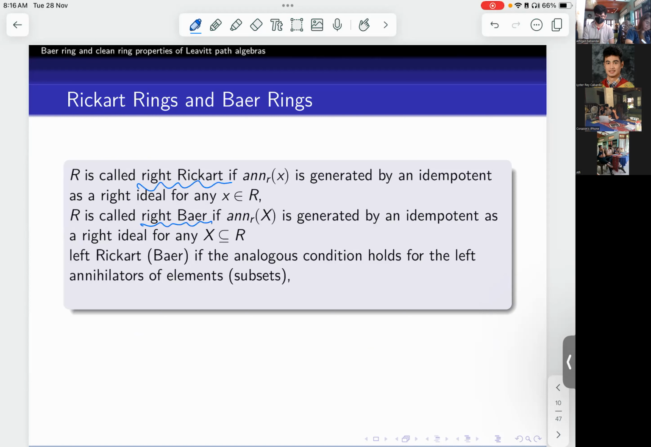Similarly, right Baer is defined, and you can define left Rickart and left Baer, considering the left annihilator of a set or an element. If you are considering a set, you are in the Baer setup. If you are considering points or singleton elements, then you are in a Rickart setup.